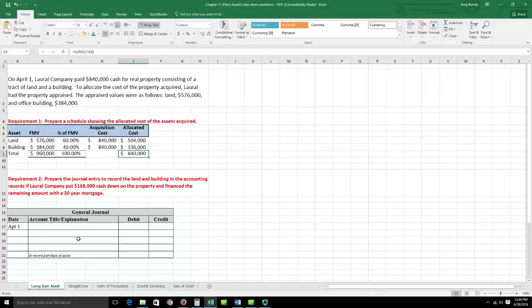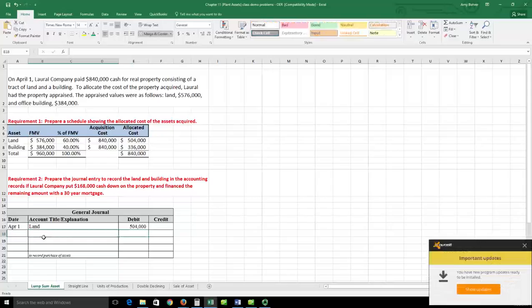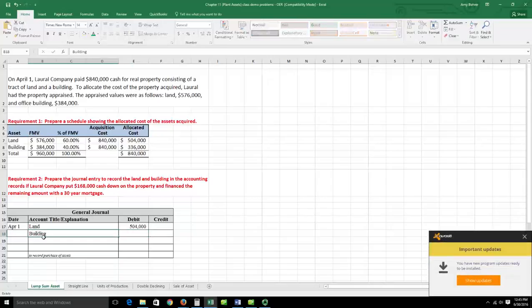If you continued on with the example and actually recorded the journal entry for purchasing this land, you can see here that requirement 2 says prepare the journal entry to record the land and building in the accounting records, if Laurel Company put $168,000 cash down on the property and financed the remaining with a 30-year mortgage. And so we've said that land is going to be $504,000. So land is an asset. It gets increased with the debit. So we know that has to come first, either the land or the building. It doesn't matter which one you put first. They're both debits. Building is also an asset, and it gets increased with the debit. So $336,000. That's what we decided we were going to allocate to that.